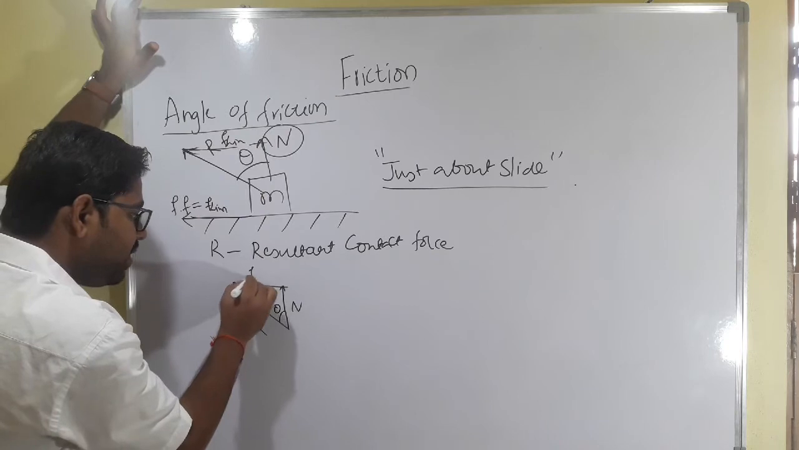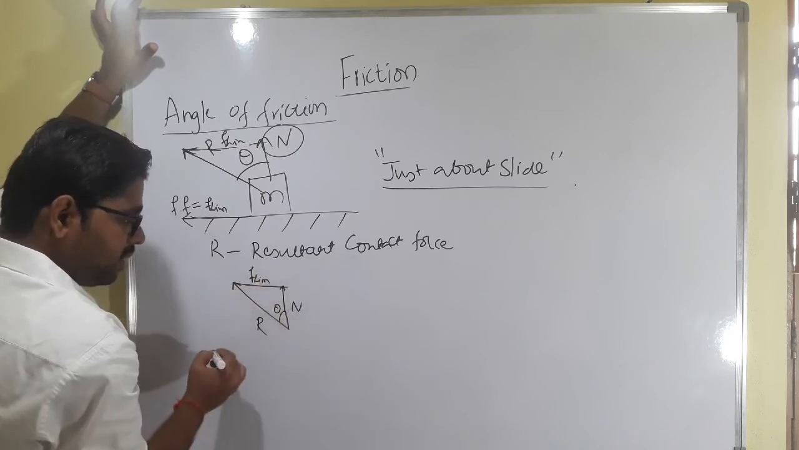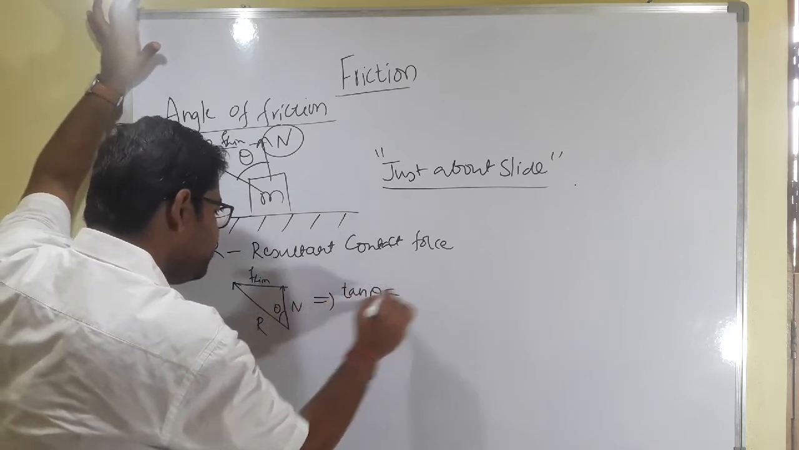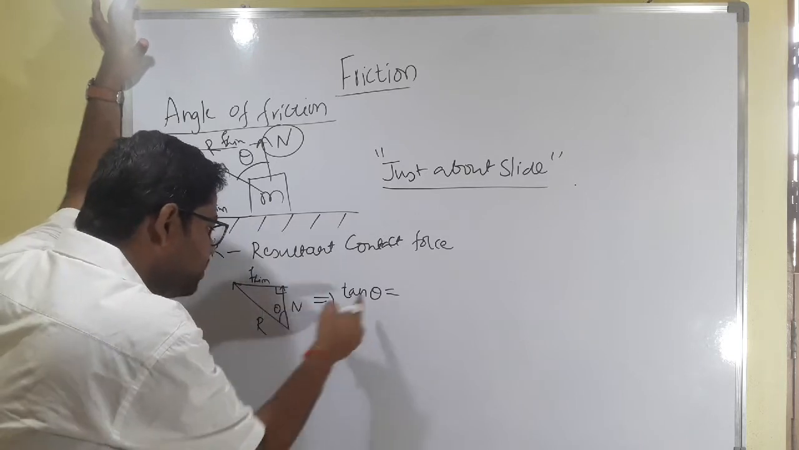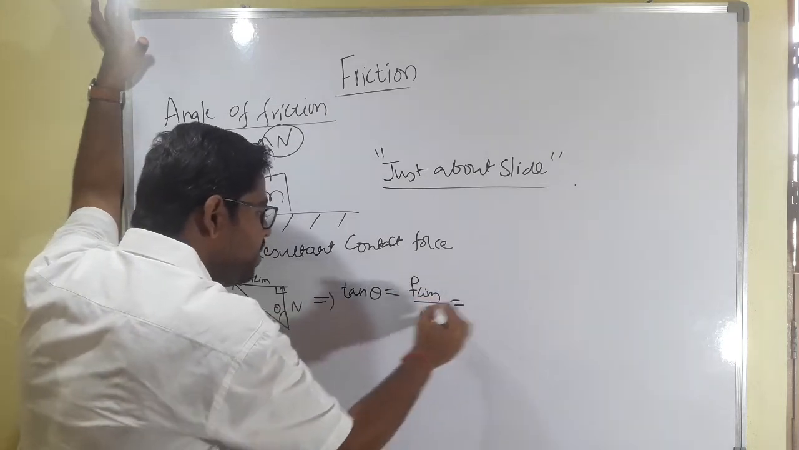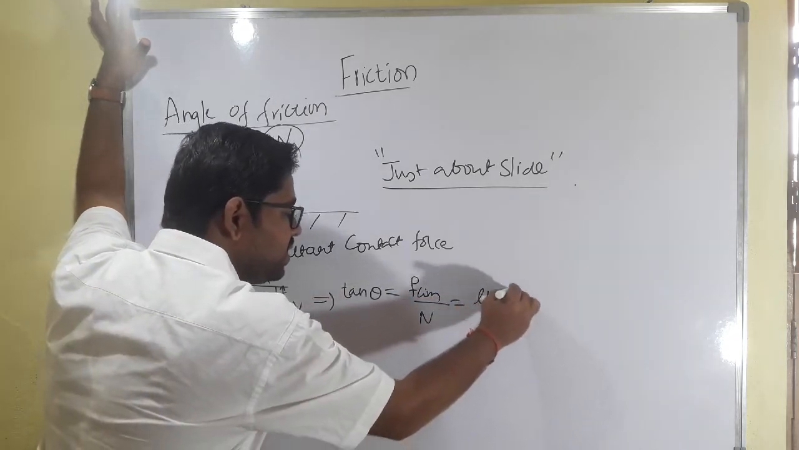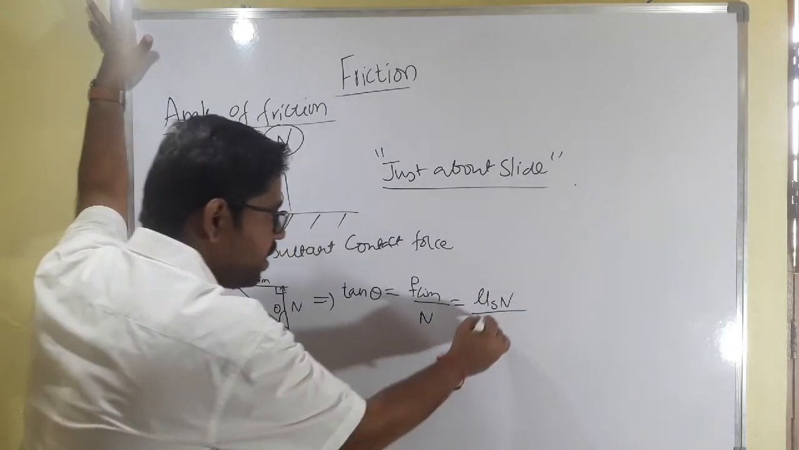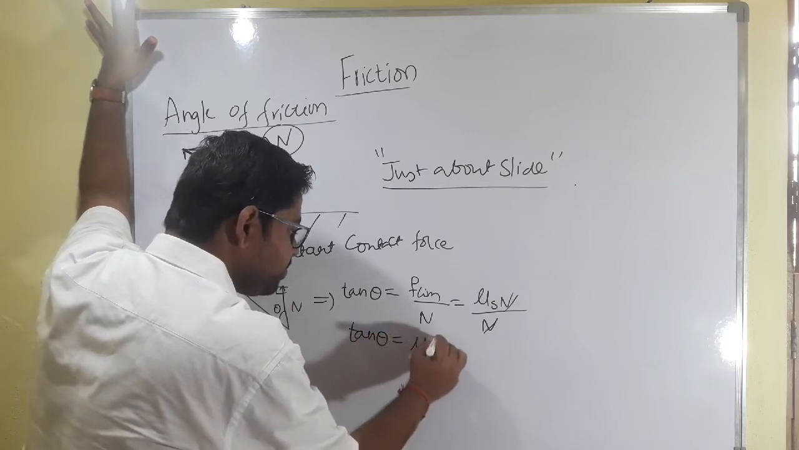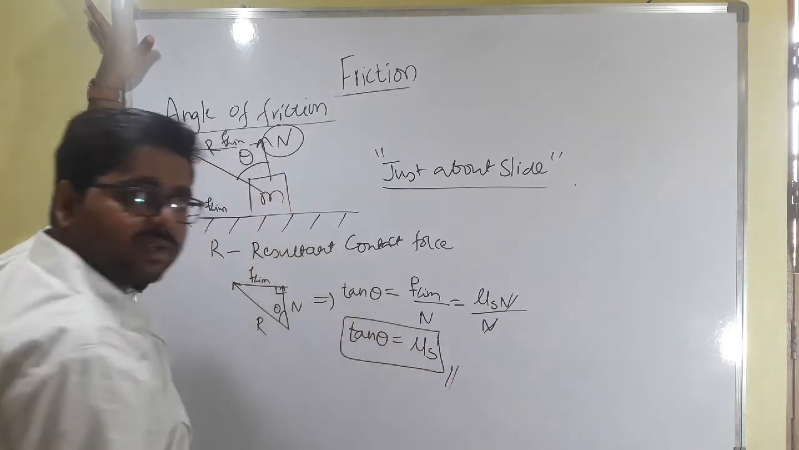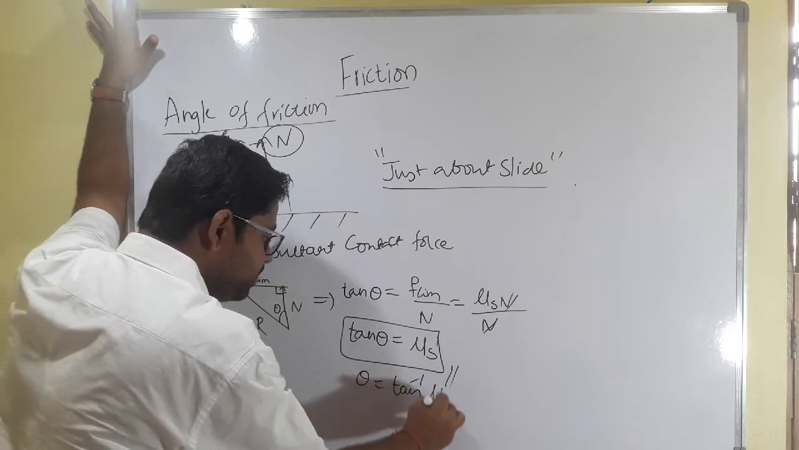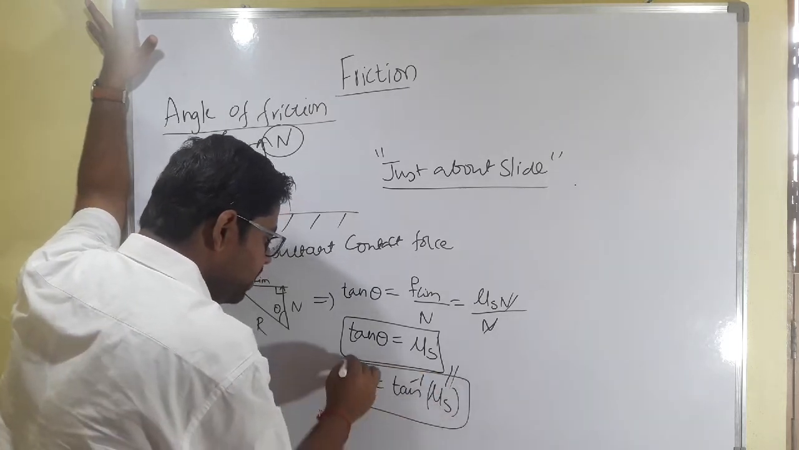So, that means I will take this as F limiting, and here is the normal reaction. If you resolve this, tan theta is equal to, in this right angle triangle, opposite by adjacent, F limiting divided by normal reaction. F limiting is mu s into N, that we have seen in the earlier case, and the normal reaction downward cancels. So tan theta is equal to mu s. So our theta is equal to tan inverse of mu s. Okay, right. This is the case.